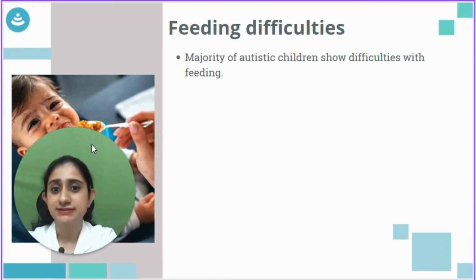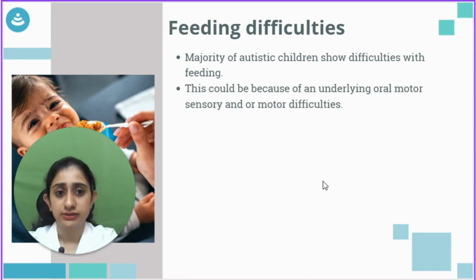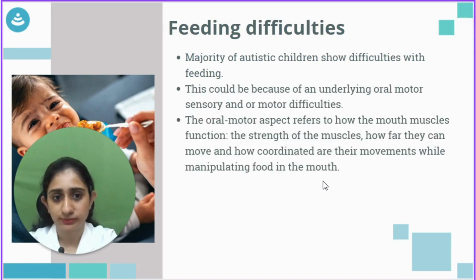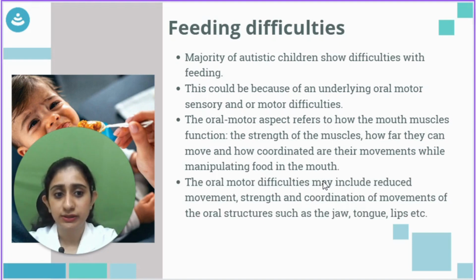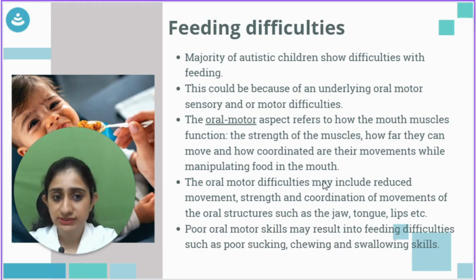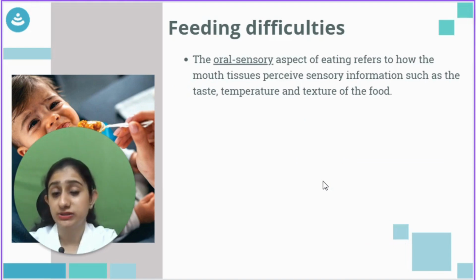Moving on to the next topic, that is feeding difficulties. The majority of autistic children experience feeding difficulties, and it could be because of an underlying oral motor or sensory problem. The oral motor aspect refers to how the mouth muscles function, the strength of the muscles, how far they can move, and how coordinated their movements are while manipulating food in the mouth and while speaking. Oral motor difficulties may include reduced movement, strength, and coordination of the oral structures such as the jaw, tongue, lips, etc. Poor oral motor skills may result in feeding difficulties such as poor sucking, chewing, and swallowing skills, along with poor speaking skills or poor articulation.